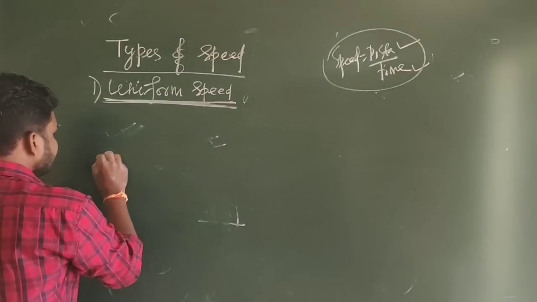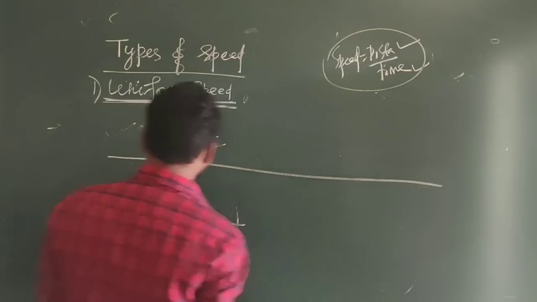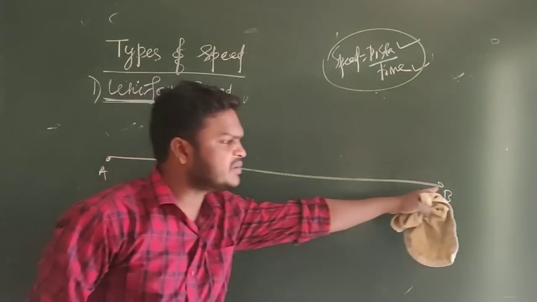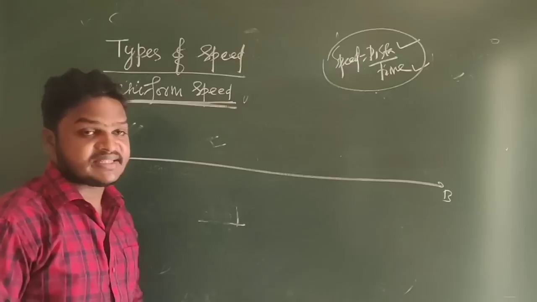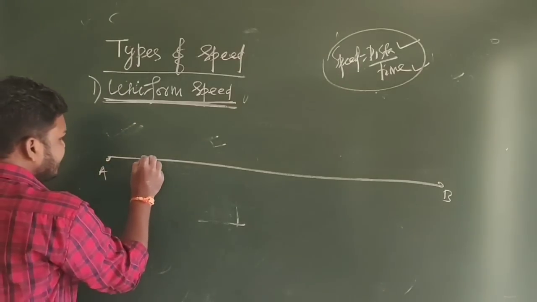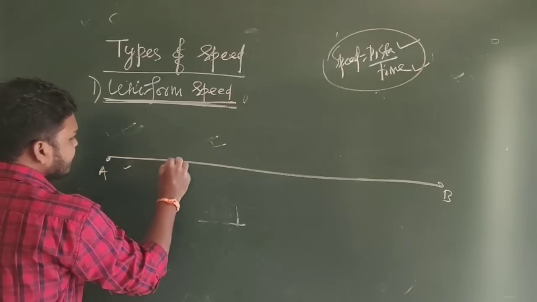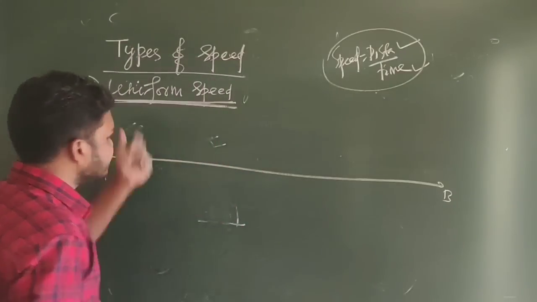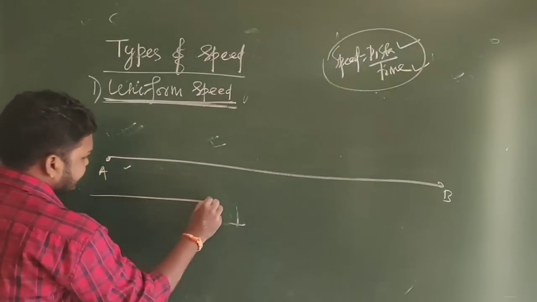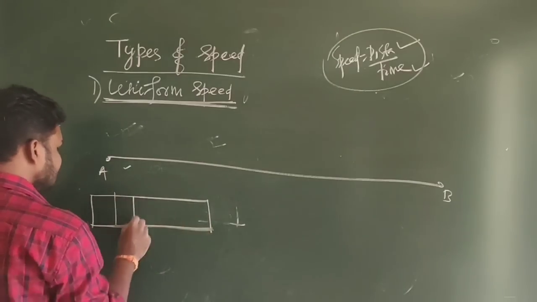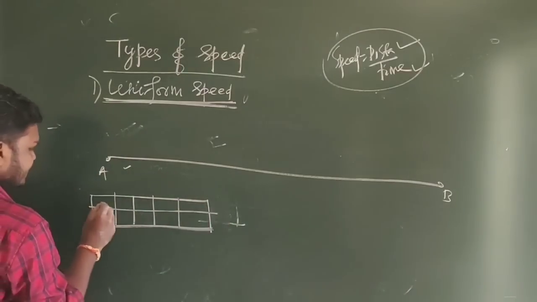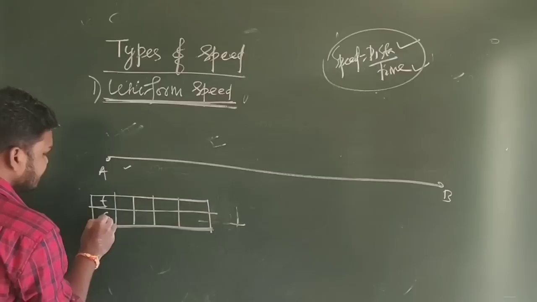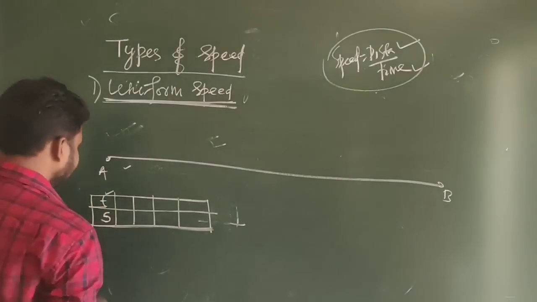If a body moves a large distance, suppose from A point to B point, then in every interval of time, does the body cover equal or unequal distance in that situation? So first we do tabulation. First we draw a tabulation of distance with respect to time.